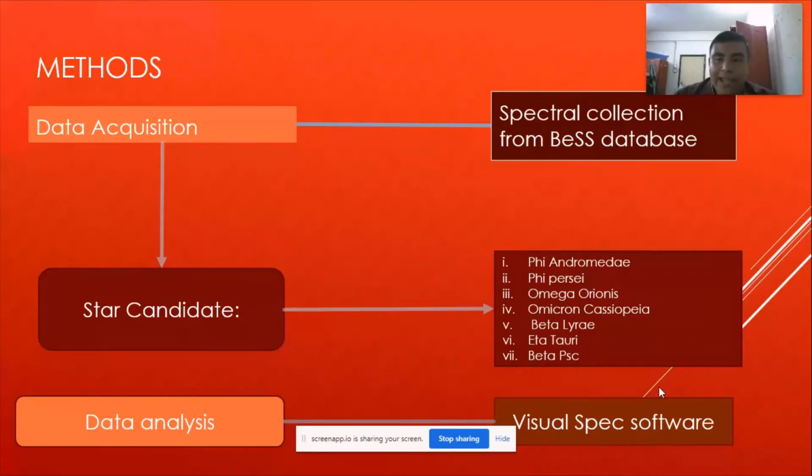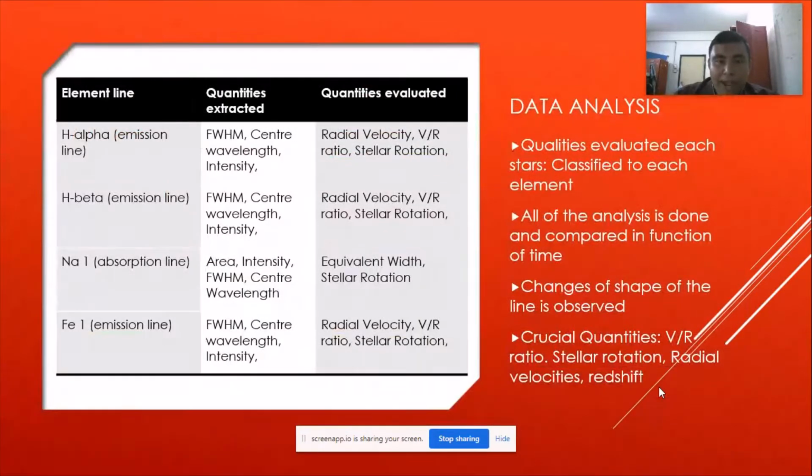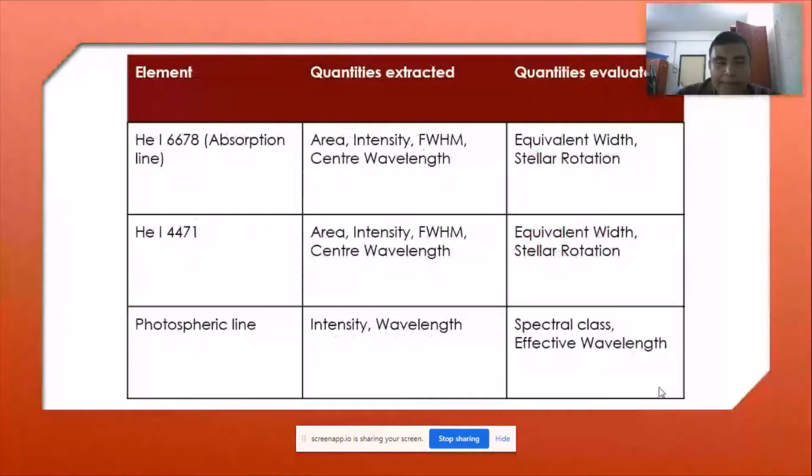I've listed 8 candidate Be stars, which will be analyzed through VisualSpec software. So these are the emission and the absorption lines. All these quantities have been extracted, and with these extracted quantities, I've managed to evaluate some other quantities. These quantities have been calculated and also observed over a period of time, and not only that, I've also observed the changes of the shape of the line within a period of time.